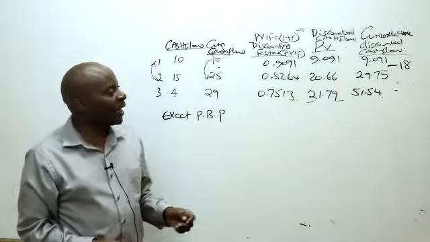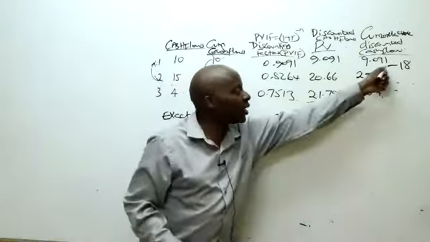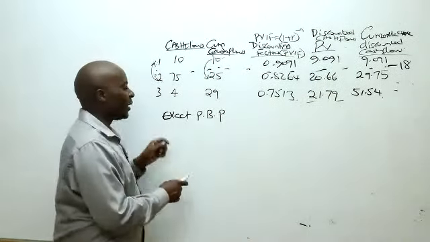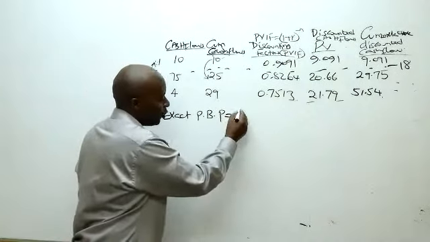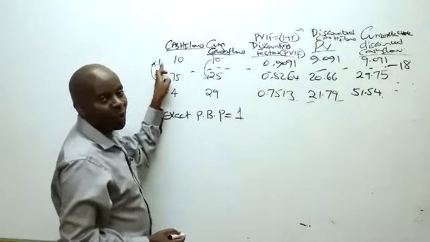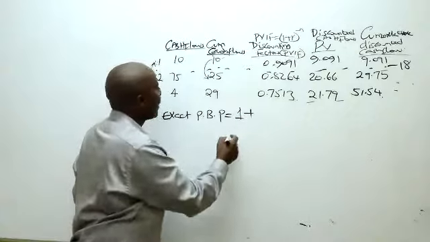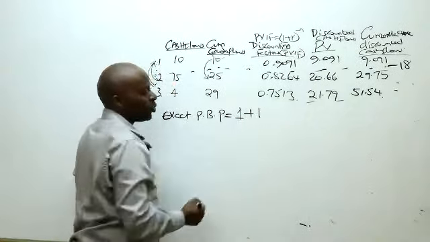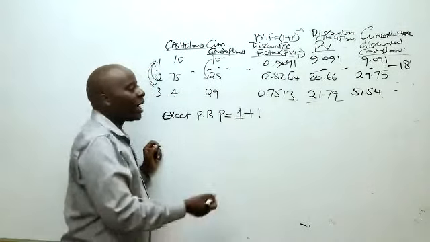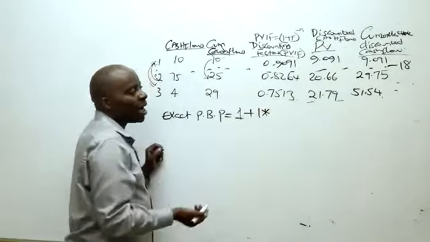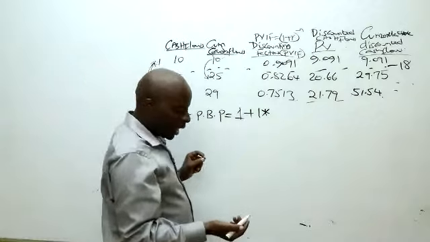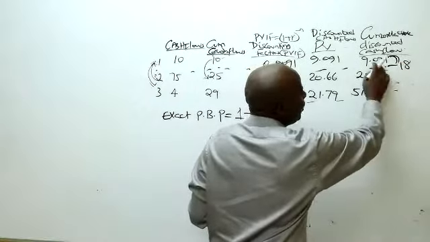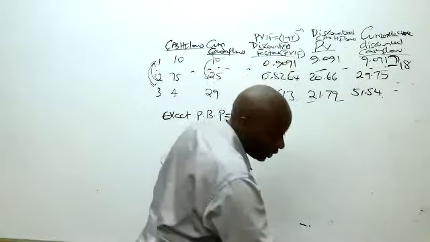So remember, for our payback period, you're going to see where 18 is. It falls in between again what years? Year 1 and year 2. So the exact payback period will be equal to the lower duration plus the difference between the two, 2 minus 1, which gives us 1, times the difference of the upper arc. The upper arc is from 18 to 9.091.